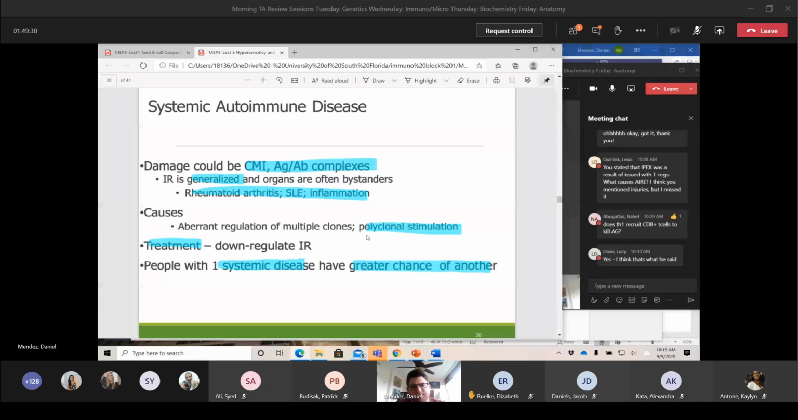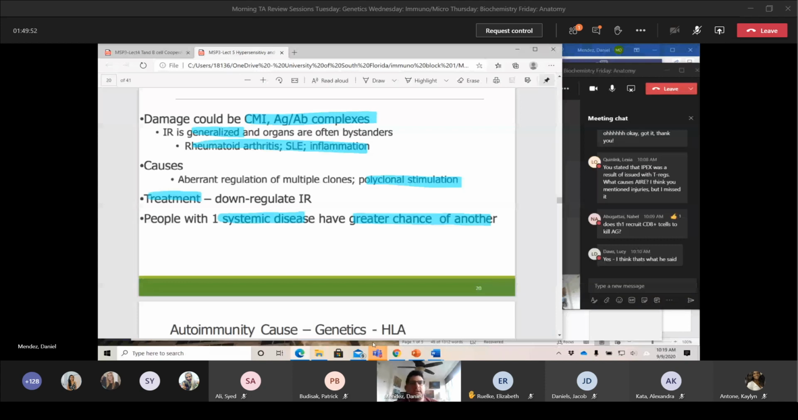So some causes: irregular regulation and polyclonal stimulation. Treatment is just steroids, downregulating the immune response, either steroids or certain types of chemotherapy that can reduce your immune response. People with one systemic disease have a greater chance of developing a second one. That should also make sense.